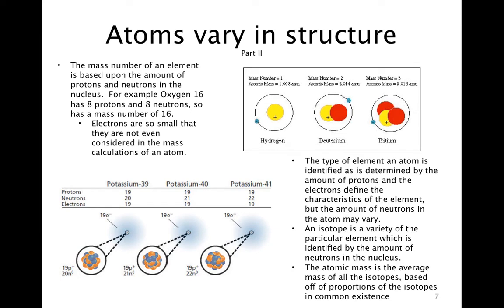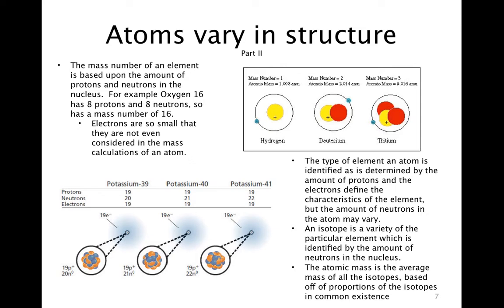Okay? So an isotope, if you notice on the second column over there, third bullet down on the right side, an isotope is a variety of the particular element which is identified by the amount of neutrons in the nucleus. So you can have oxygen 16, that's oxygen with 8 protons, 8 neutrons. You can have oxygen 17, that's 8 protons, 9 neutrons. You have oxygen 18, that's 8 protons and 10 neutrons. All 3 of those oxygens have 8 electrons, okay? And they're all isotopes of one another.